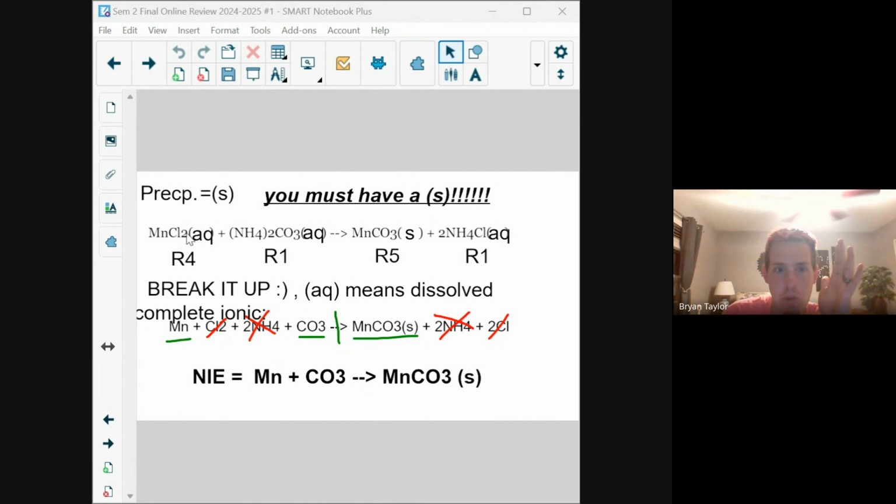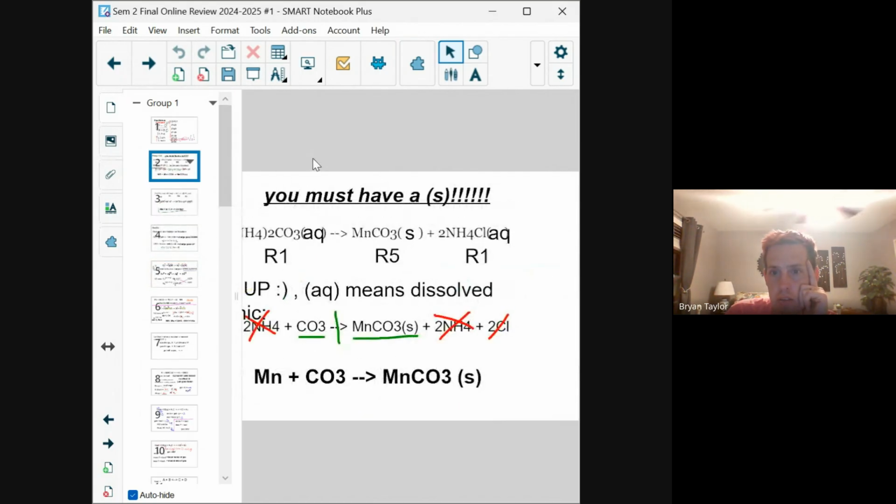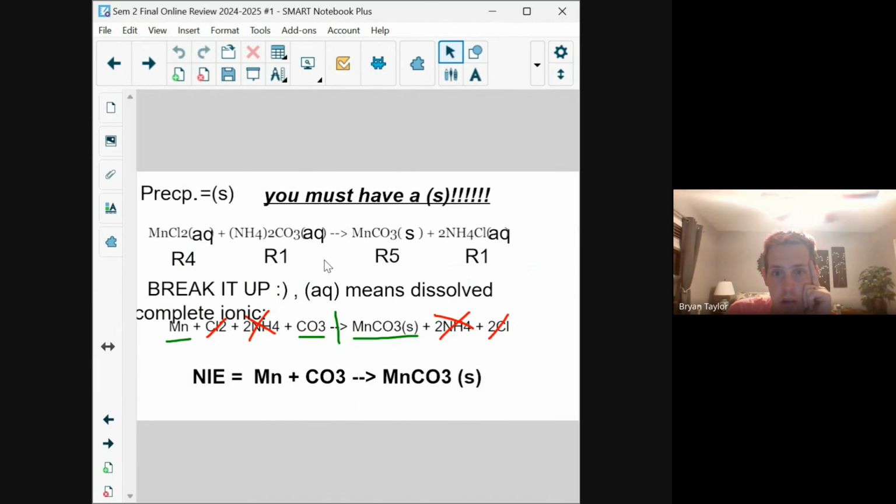So here's your full equation. The way I got this equation, again, is the inside-outside thing we just talked about. The Mn is going to go with the CO3. And the NH4 and the Cl are going to be over there as well. Everything checks out.